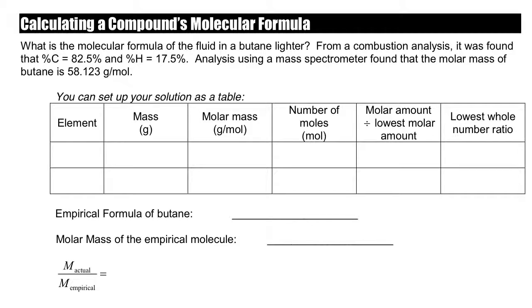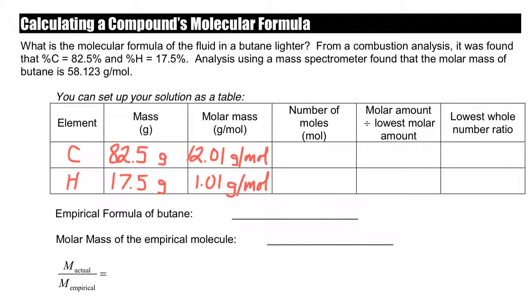We're going to start by filling out the table just like we did in the previous lesson. So we'll list the elements in the compound. We know there's carbon and hydrogen. Now, if you'll recall from the last lesson, we can take our percent compositions and just turn them into a mass in grams, because we're just going to assume a 100 gram sample. So in a 100 gram sample of our substance, there would be 82.5 grams of carbon and 17.5 grams of hydrogen.